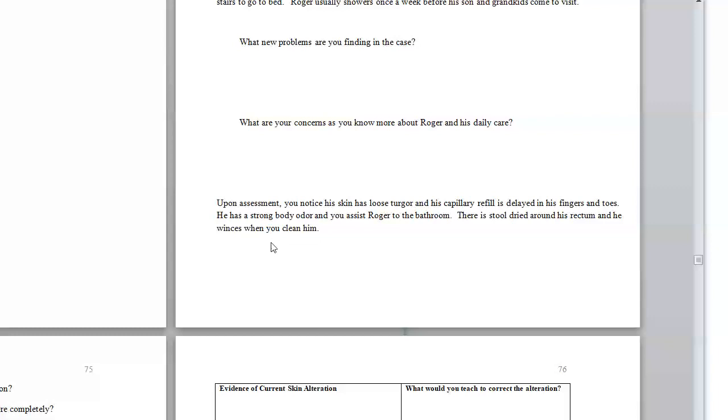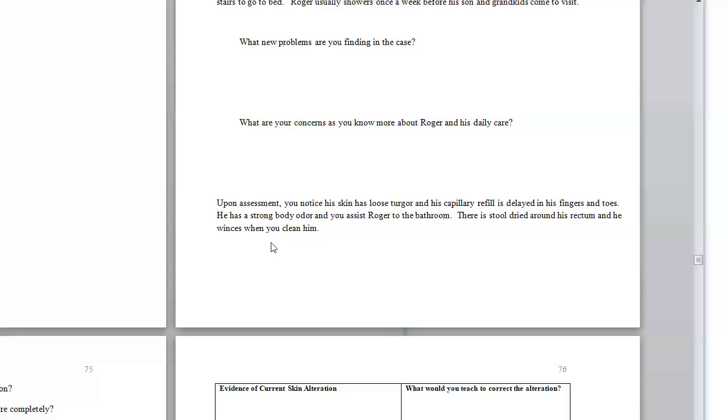We're concerned too about his capillary refill. It's delayed in his fingers and toes, which definitely points to the fact that he does have some oxygenation and perfusion issues as well. We'd also like to know, does he have any swelling, and thinking about pitting versus non-pitting edema. So I'll let you think about what is the difference between the two. We will talk about that in more specificity when we get to the perfusion concept.